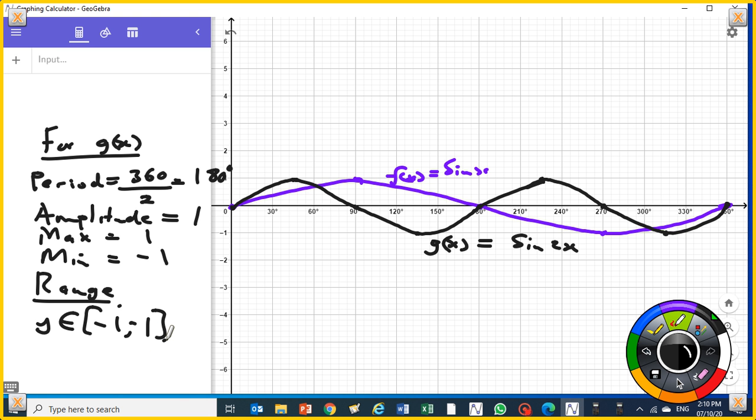Then we can have further questions. Like, for example, for what values of x are the graphs equal? For example, for what values of x are the graphs equal?